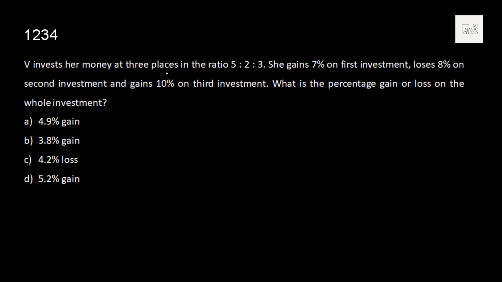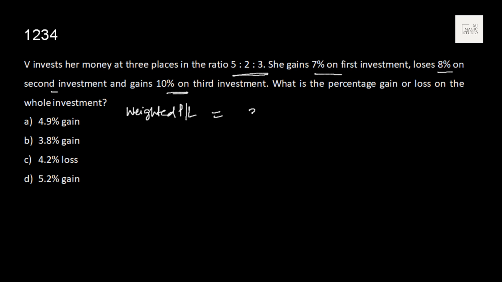She invests her money at 3 places in the ratio 5:2:3. She gains 7% on the first, loses 8% on the second, and gains 10% on the third. What is the percentage gain or loss on the whole investment? Overall percentage gain or loss is nothing but the weighted profit and loss we are looking for.